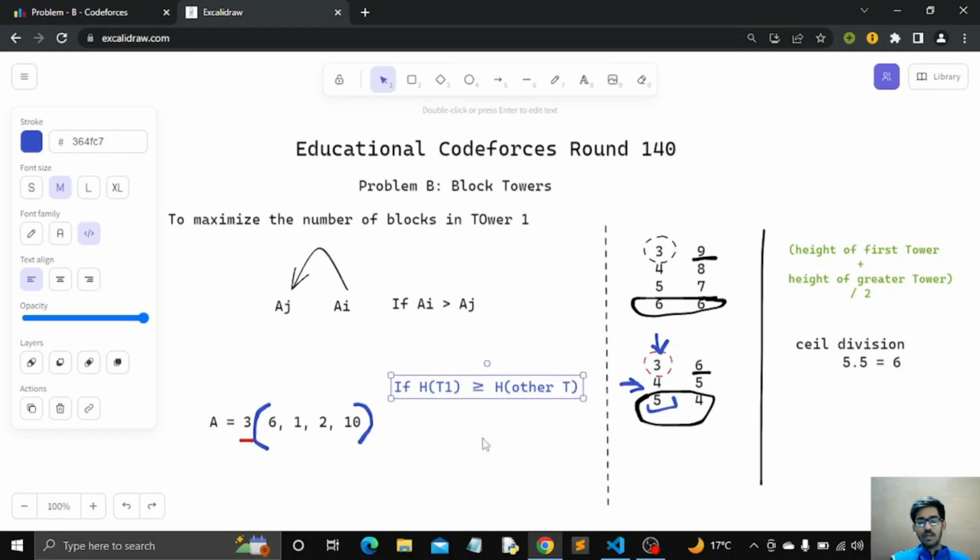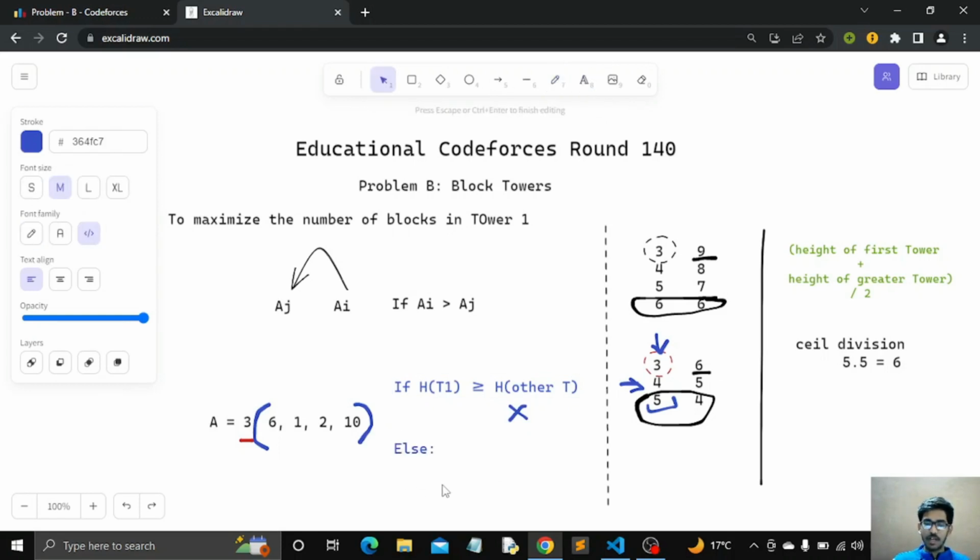Okay, so if the height of tower 1 is already greater than or equal to the height of the other tower which we are considering, then it means that we cannot perform this operation and we cannot transfer any number of blocks to tower 1. Hence we can continue, but here we cannot perform the operation.